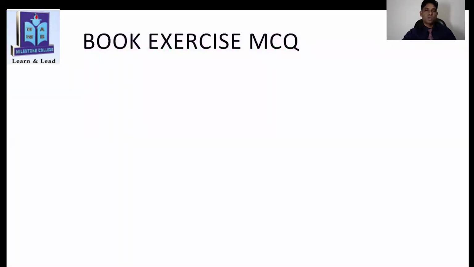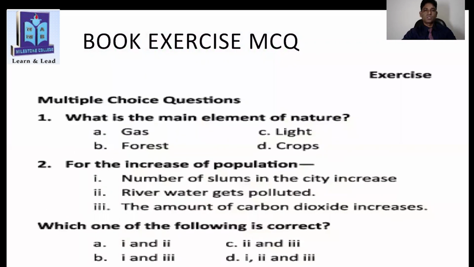Now, here is your book exercise MCQ. Look, this is your book, multiple choice questions, so you have to say the answer. Okay, what are the main elements of nature? Can you guess? Do you have any idea? Okay, so the answer will be here. Which one? Gas, light, forest, and crops. Yes, the answer will be light, isn't it?